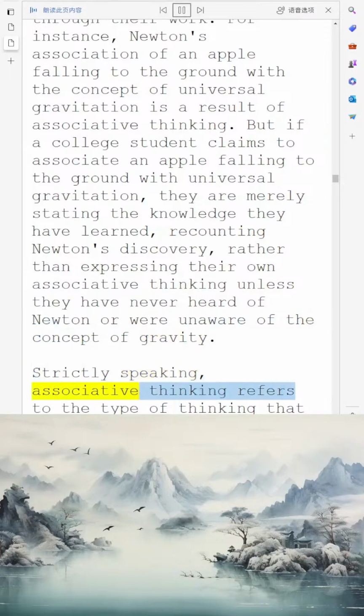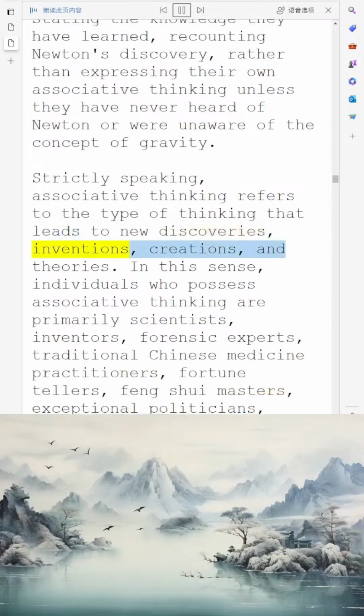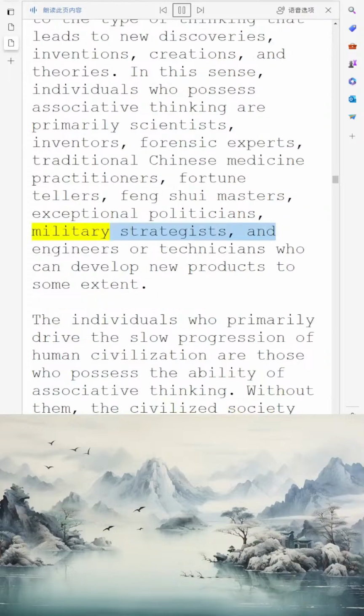Strictly speaking, associative thinking refers to the type of thinking that leads to new discoveries, inventions, creations, and theories. In this sense, individuals who possess associative thinking are primarily scientists, inventors, forensic experts, traditional Chinese medicine practitioners, fortune tellers, feng shui masters, exceptional politicians, military strategists, and engineers or technicians who can develop new products to some extent.